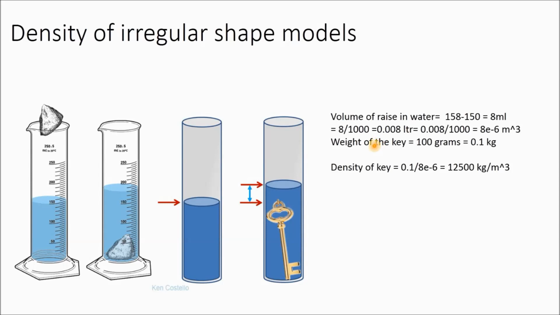Then I can easily weigh the weight of the key, that is 100 grams, or I can convert it into kg, it is 0.1 kg. So density is equal to weight divided by volume, which is 12,500 kg per meter cube. That is the density of the key. This is the irregular object.